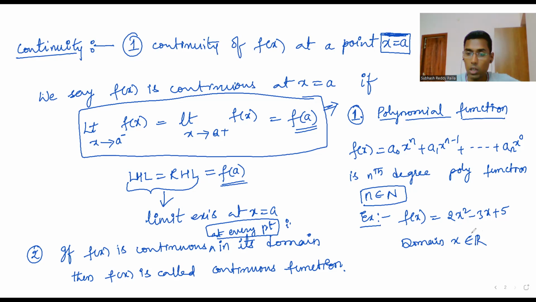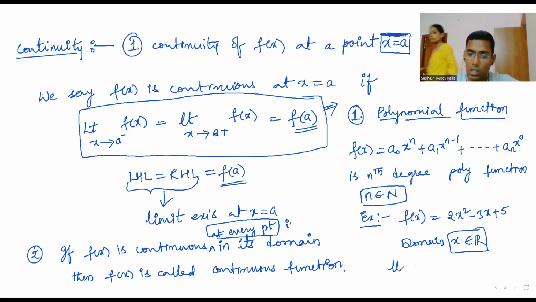Yes, any real number. That's true. So a polynomial function means its domain is all real numbers. Here, this polynomial function is always continuous, continuous everywhere, for all the elements. Why? You just take a substitution. There is no denominator, no root, nothing.